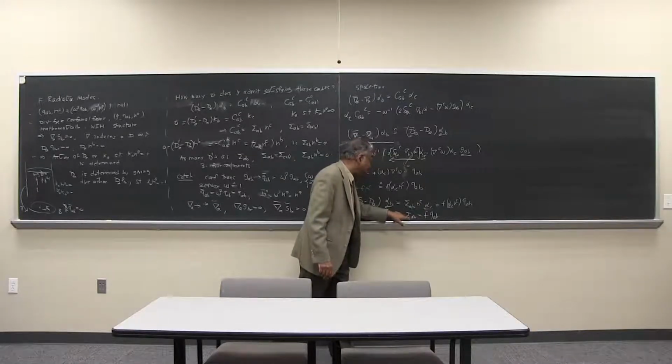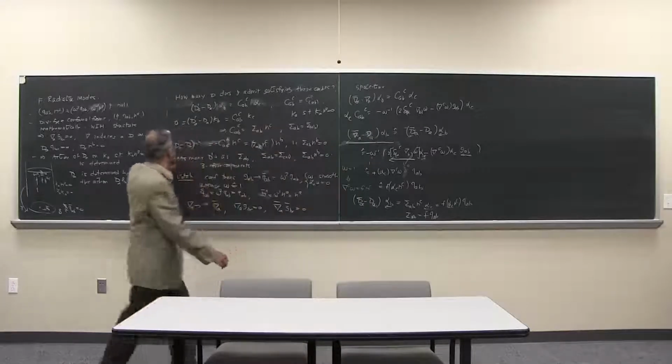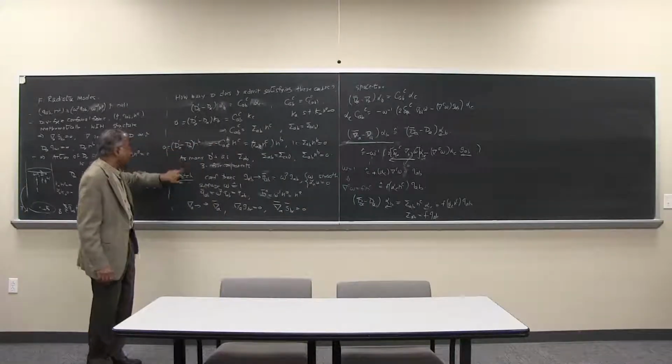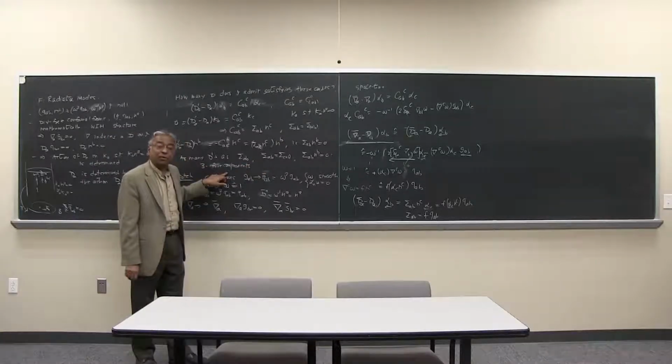sigma_AB, where sigma_AB is just equal to some function times q_AB. So what we had seen before was that given any two derivative operators, they differ from each other by the sigma_AB, which has three components.